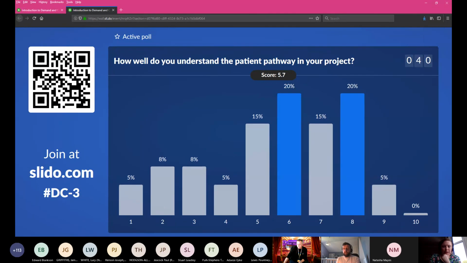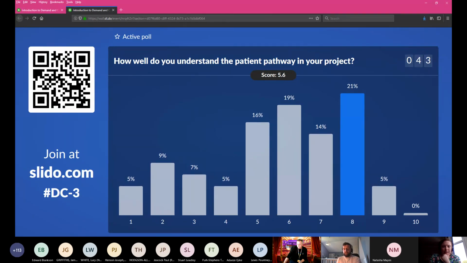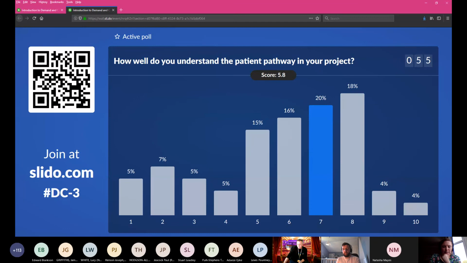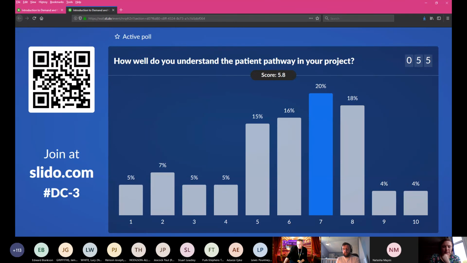So interesting. The 5 to 8 is definitely where a lot of people are sitting. A few 10s and 1s, which is fair enough. But yeah, definite skew to the right.